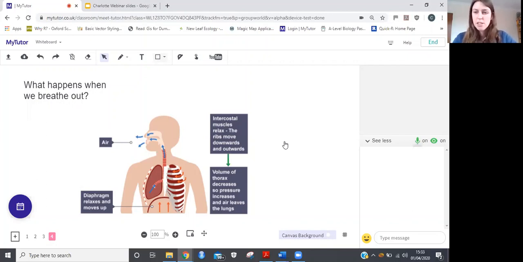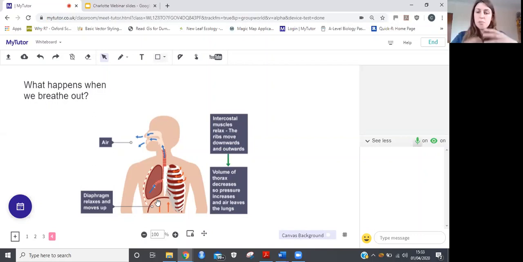there's a big decrease in volume in our chest. So our diaphragm relaxes and moves up. Our intercostal muscles, they relax as well. And generally everything moves inwards. So the volume of the thorax, our chest, decreases.